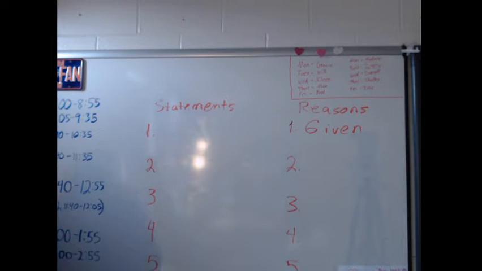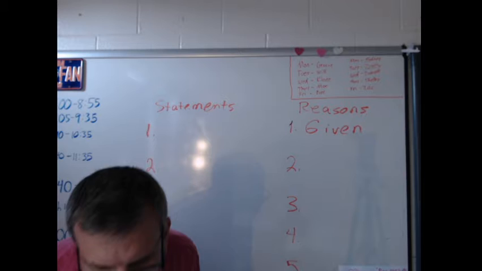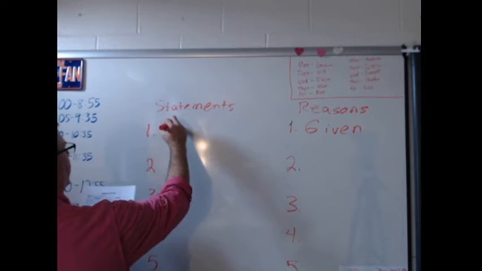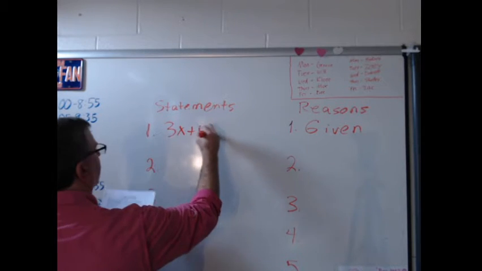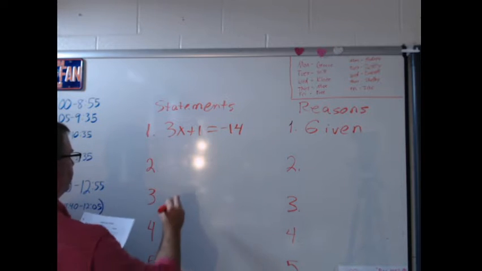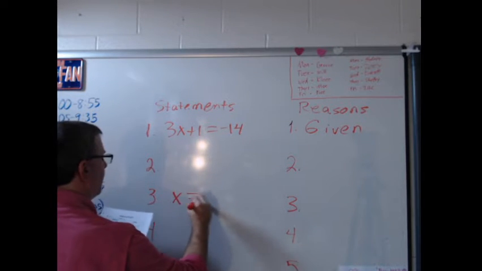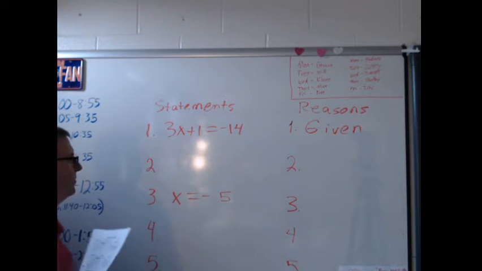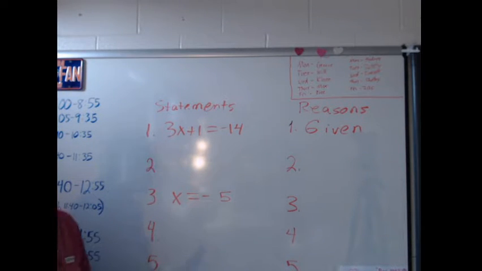Okay, take a look at page 9. We're going to try to get through all of this. We should be able to get through 1 through 4, and then I will let you work on everything from there. So 3x plus 1 equals negative 14. That's what's given. This is a 3-step proof, and I'm told to prove that x is equal to negative 5.